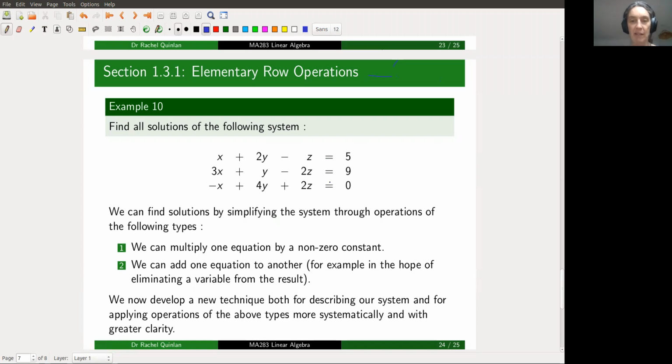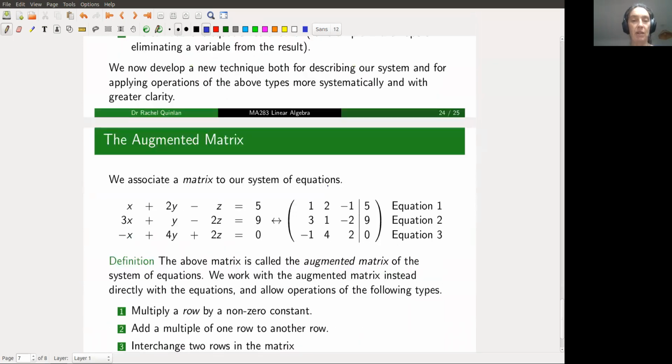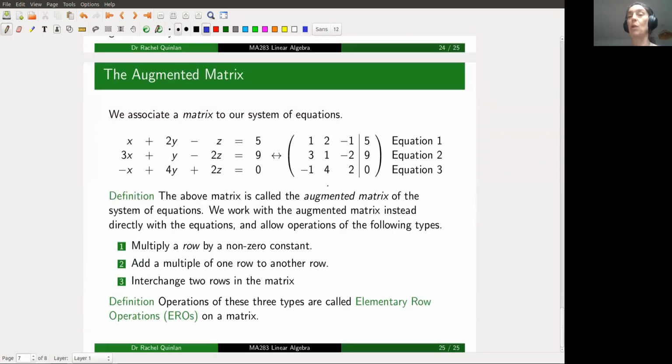So what we're going to do is exactly what I said, systematize this approach. We encode the system of equations differently using the so-called augmented matrix. So here is our system of equations again, and here's a matrix.